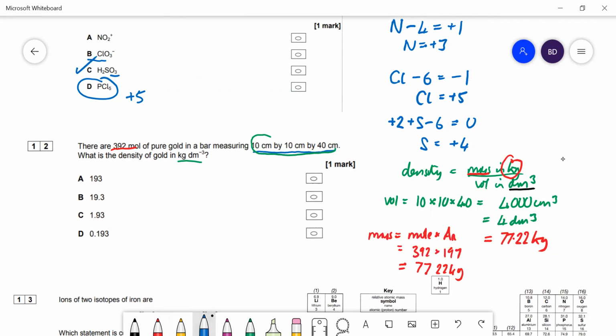So density is equal to the mass over the volume. The mass in kilograms is 77.22, divided by the volume, which is 4 in dm cubed, and that gives us an answer of 19.3 kilograms per dm cubed. So B is the answer.